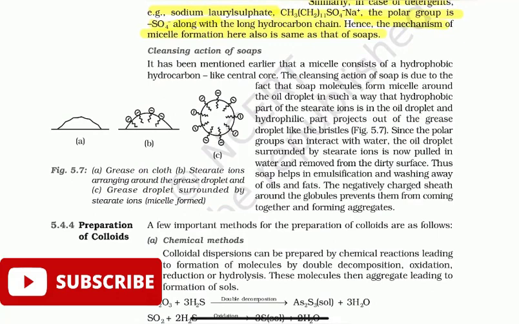Cleansing action of soaps. It has been mentioned earlier that a micelle consists of a hydrophobic hydrocarbon-like central core. The cleansing action of soap is due to the fact that soap molecules form micelles around the oil droplets in such a way that the hydrophobic part of the stearate ions is in the oil droplet and the hydrophilic part projects out of the grease droplet like the bristles. Since the polar group can interact with water, the oil droplets surrounded by stearate ions are now pulled into water and removed from the dirty surface. Thus, soap helps in emulsification and washing away of oils and fats. The negatively charged sheath around the globules prevents them from coming together and forming aggregates.